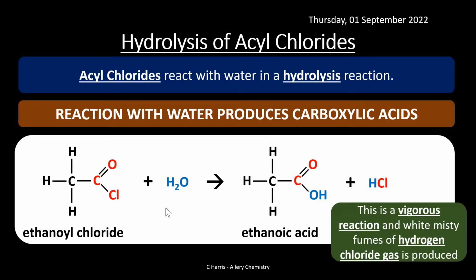Again, it's a vigorous reaction. You get white mist fumes of hydrogen chloride gas. Not great. Definitely one to do in the fume cupboard. You shouldn't be doing this anywhere else but the fume cupboard. You don't want to be breathing that in. Now, I've tried to colour code these just so you can see where the elements are. Obviously, this is the blue, this has come from the water, and so is that. So we've basically split the molecule using water to form carboxylic acid.